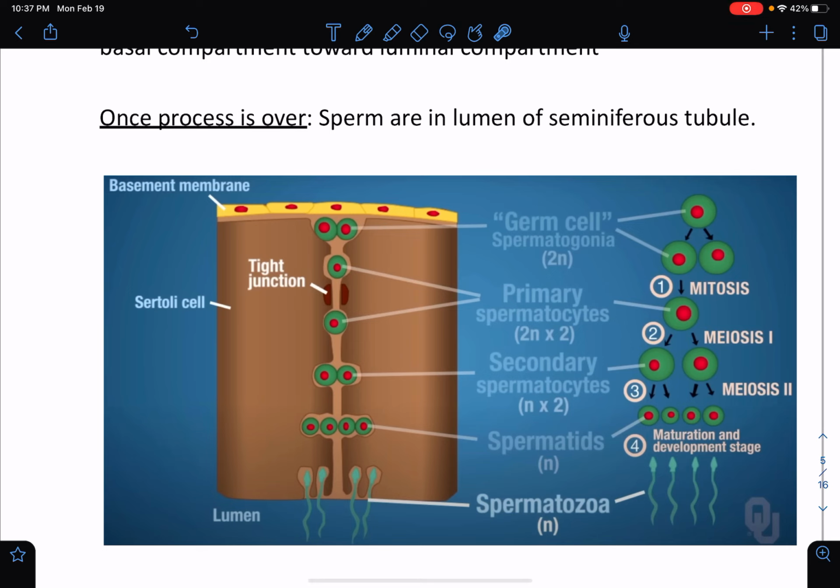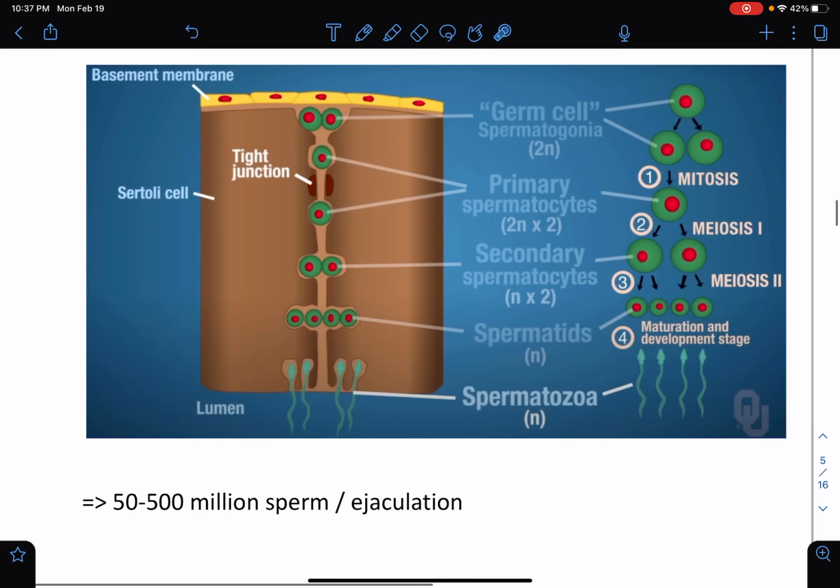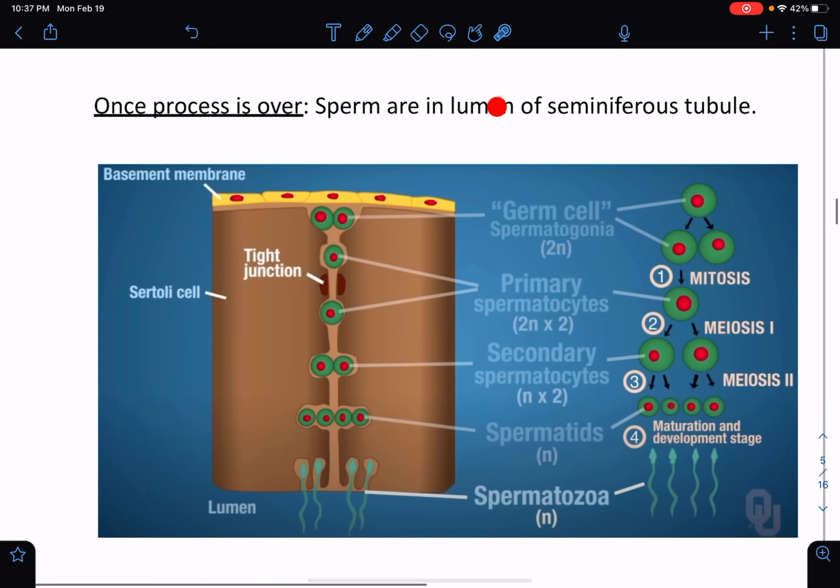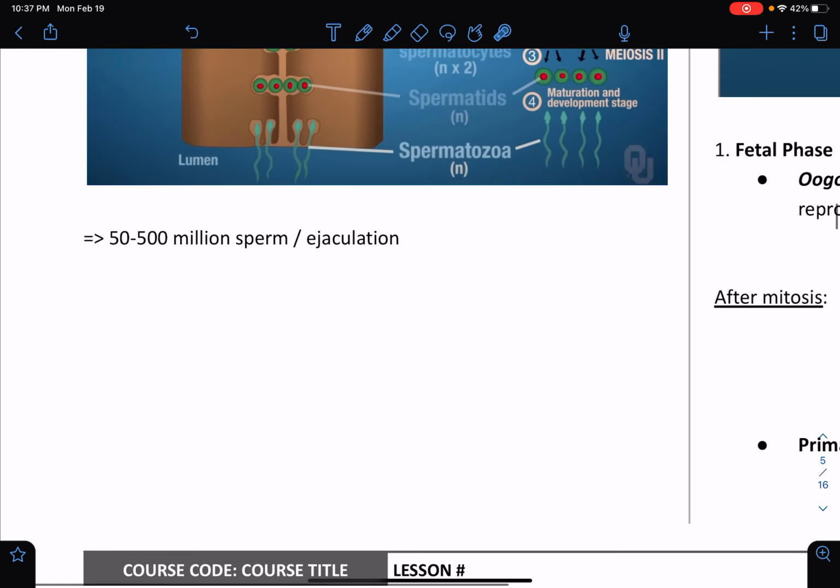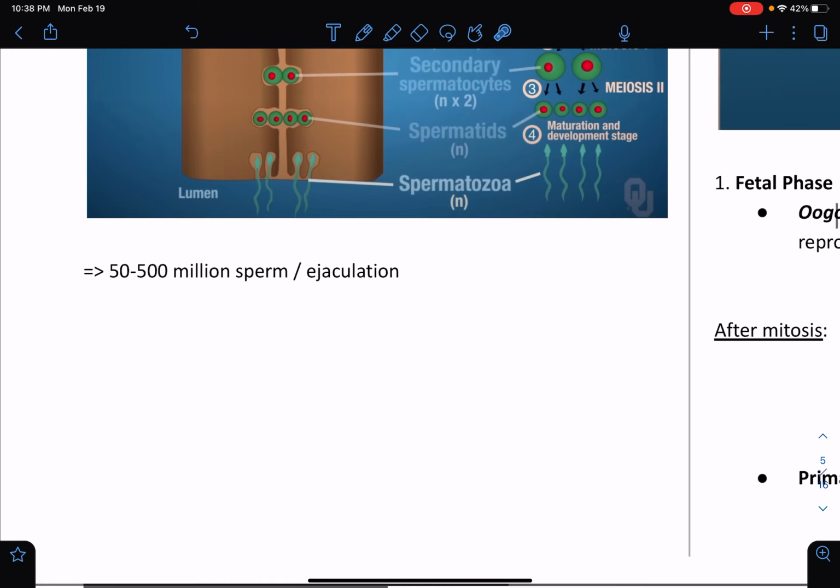So this is actually a more important chart to understand. Spermatogonia undergo mitosis, become primary spermatocytes, meiosis 1 becomes secondary, meiosis 2 becomes spermatids. And then they eventually become spermatozoa. I believe this is the same lumen as what's being described here, the lumen of the seminiferous tubule. In every ejaculation, just so you know, the amount of sperm released ranges between 50 to 500 million.